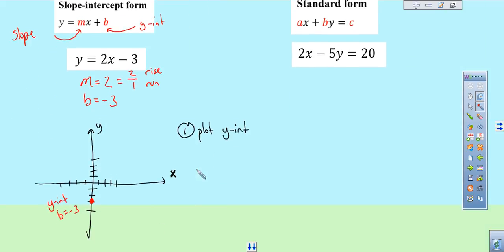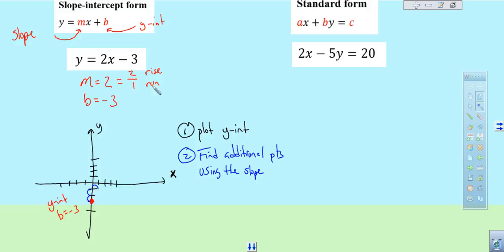So our step number 2 is to find additional points using the slope. So what does that mean? Well, that means that we come from our y-intercept and we rise 2. So we rise 1, 2, and we run 1. So we have our rise over our run, and we have a new spot right there. We do it again. We rise 1, 2, we run 1. We can do it again. We rise 1, 2, we run 1.